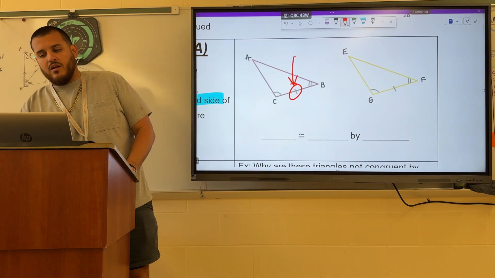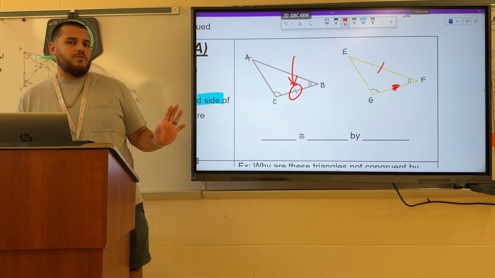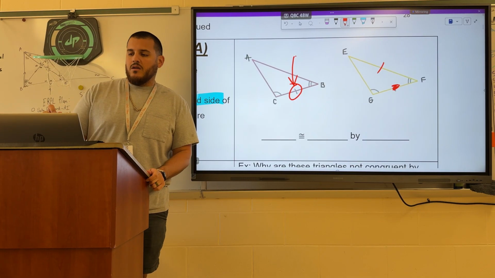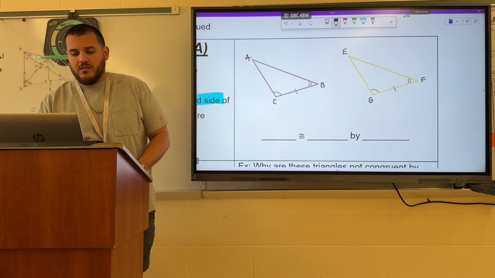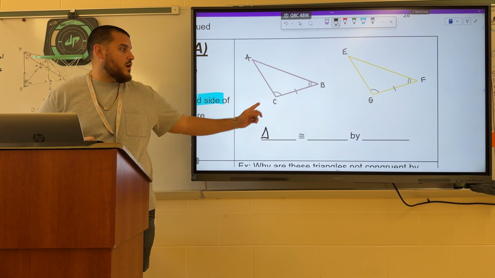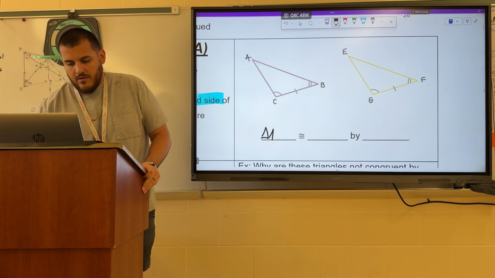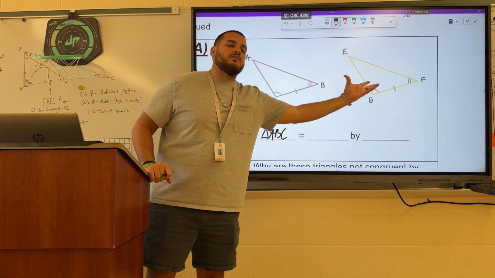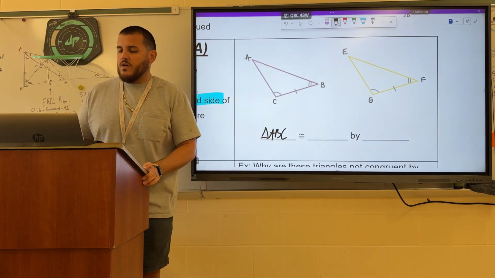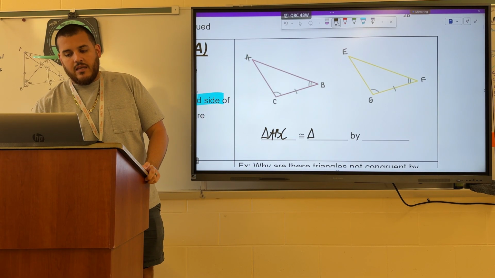If that side was over here on EF and not there on GF, it would not fit the criteria for angle, side, angle, all right? From here, we can write a congruency statement. I'm gonna call this triangle ABC. Again, that's just a random selection for that name, but now I name this one in a way where all the congruent stuff corresponds in the statement, right?